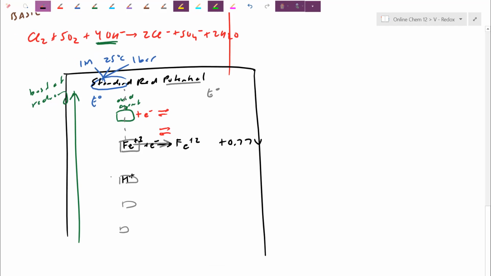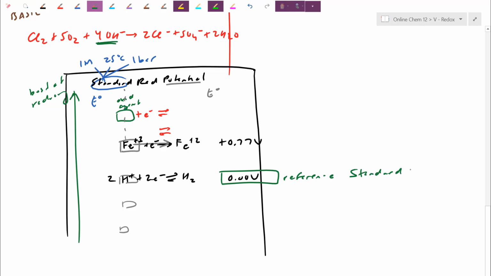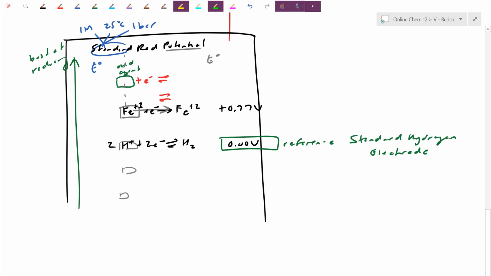In the middle of the table, we have 2H plus and 2 electrons in equilibrium giving you H2. That actually is 0 volts. So what we do is we set this as our reference. This reference here is a standard hydrogen electrode. We call it the SHE, the standard hydrogen electrode. Sometimes they do ask you to draw this out, so you want to be comfortable with this one here. This one here is a half cell.